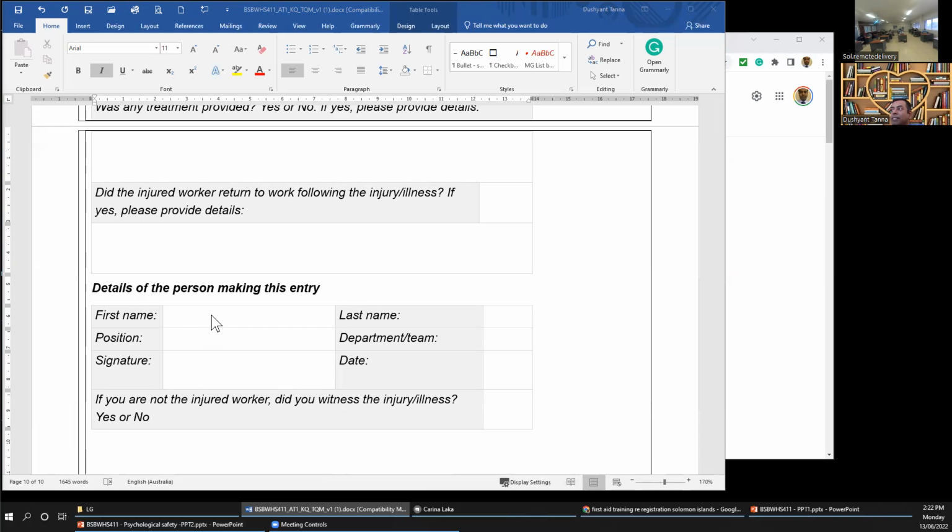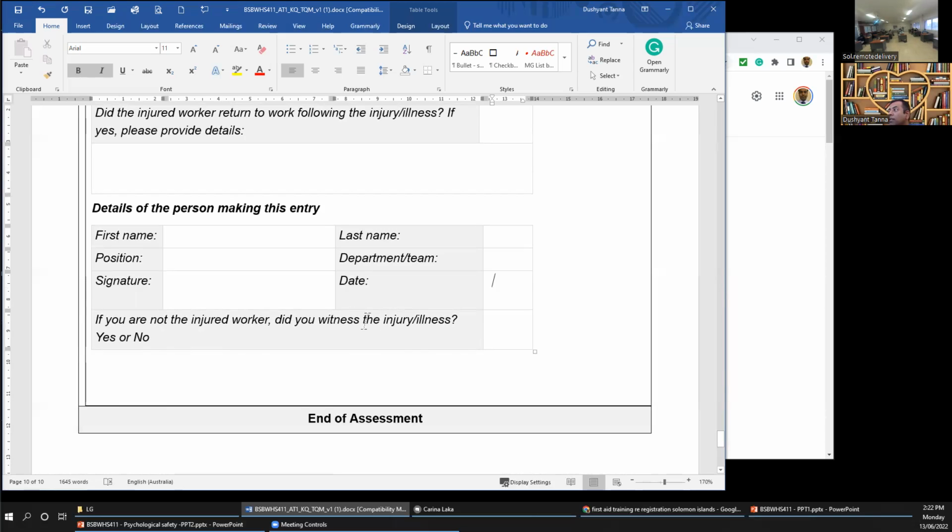Detail of the person making this entry. That's your name. Yeah. So you can say Ashbin Singh, position, your manager, or you are a junior person, you are an employee, whatever should go, your department, signature, date. If you're not injured at work, did you witness the injury? Yes or no? You can talk about it. You can simply say, no, I didn't witness the injury. Yeah, just a sample form. Yeah.